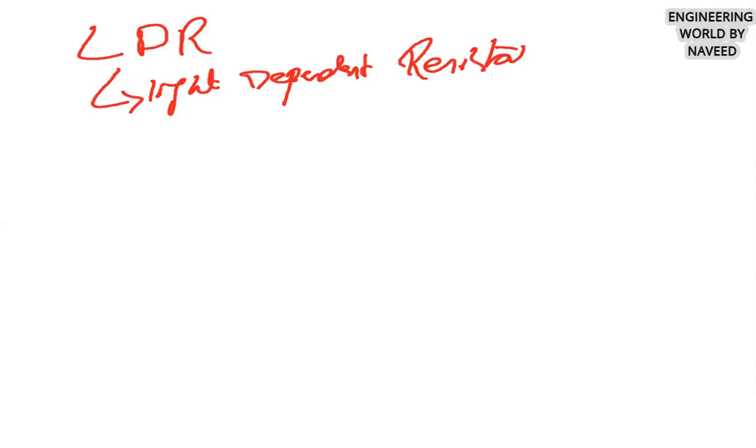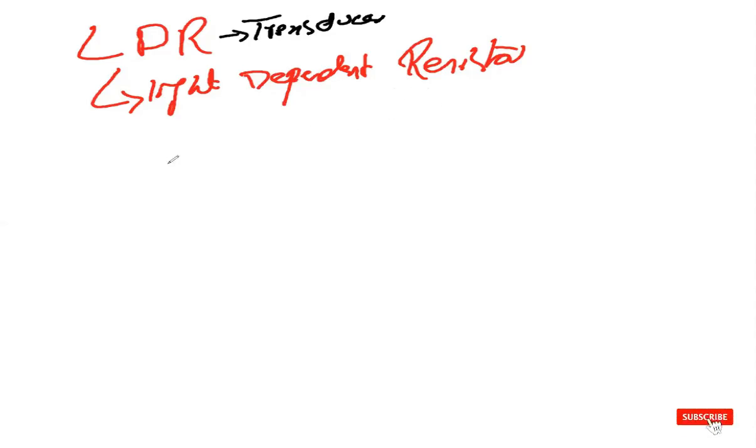LDR means light dependent resistor. So LDR is also an electronic component. LDR is also a transducer, which converts a non-electrical quantity like light into an electrical quantity like resistance.